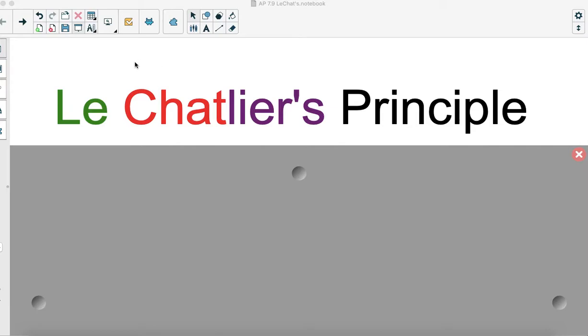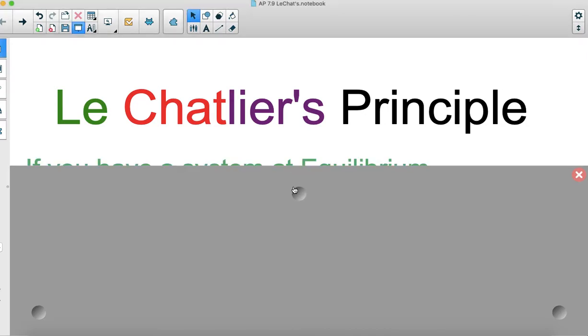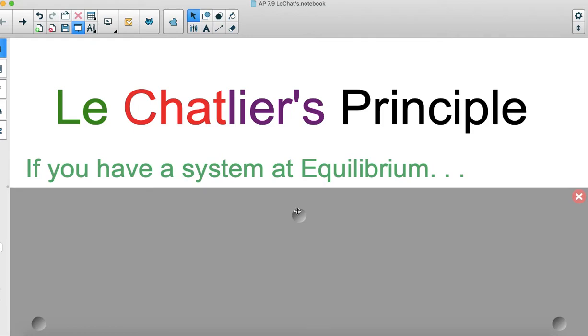Here is a little lecture for you on Le Chatelier's principle that you can use with them or whatever you see fit. Le Chatelier's principle is a classic equilibrium move. We can look at the word in French and understand the parts of the word and what it means. Le in French means if you have a system at equilibrium, lying at equilibrium, it is at equilibrium.